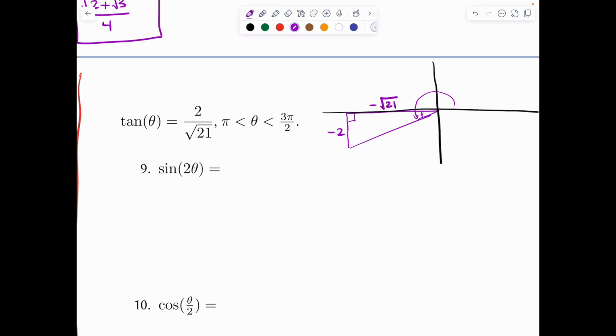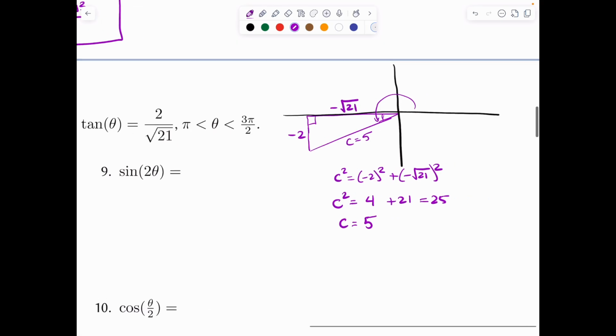From that, we can use the Pythagorean theorem. I guess we could just call that C. So C squared is equal to negative 2 squared plus negative radical 21 squared. So C squared is equal to 4 plus 21, which is 25. So that means that C is plus or minus 5, but we're dealing with the distance from the center there, so it's always going to be positive for the hypotenuse. So there it is. Now that we have that, we can compute the sine and the cosine.